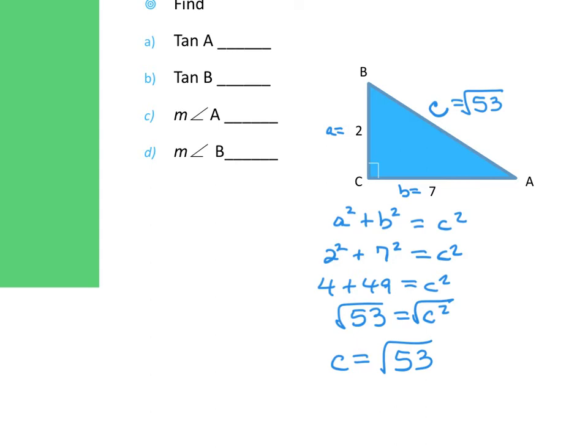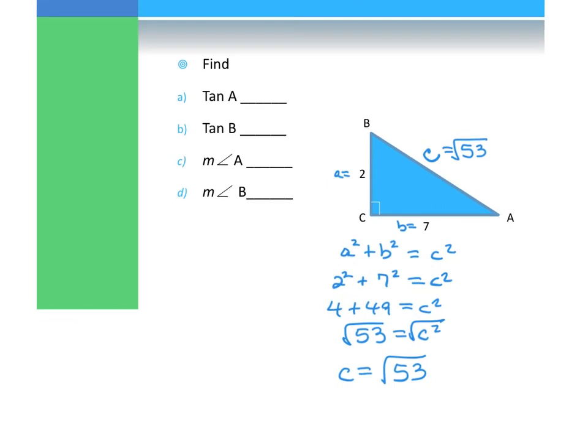Now I'm going to go back. So now I found all three sides. Now I need to find angle A and angle B, and that's what I'm going to answer in parts C and D here. So let's first label our sides.